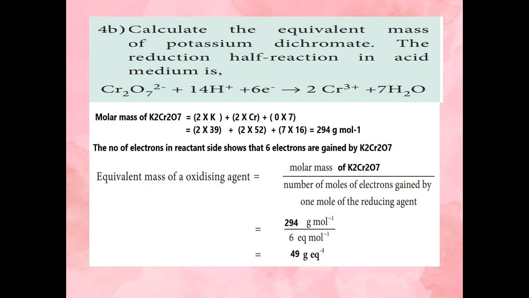Now the equivalent mass of potassium dichromate is equal to the molar mass of potassium dichromate divided by the number of electrons gained by potassium dichromate, which is 294 divided by 6. We get the answer 49 gram per equivalent.